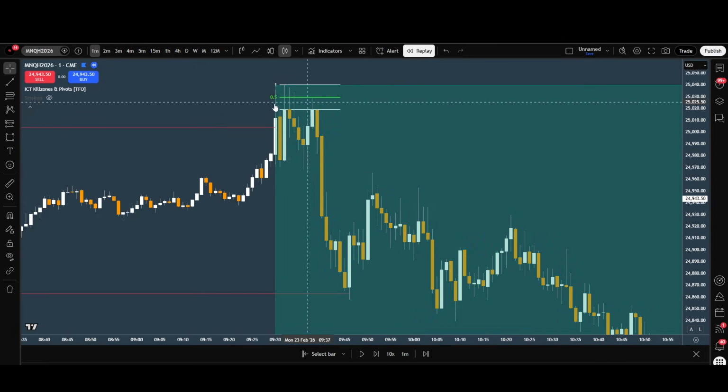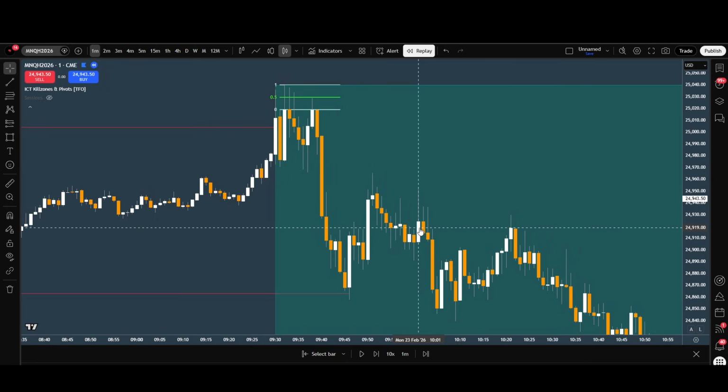Now, there's two ways we can approach manipulation legs. One of them is waiting for that second sweep to trade the way down. And the other one, which is a thing that I'm going to do a more in-depth video on, is trading the manipulation leg. So we understand that a manipulation leg is likely to form once price has met the higher time frame objective. Let's use this in the inverse now.